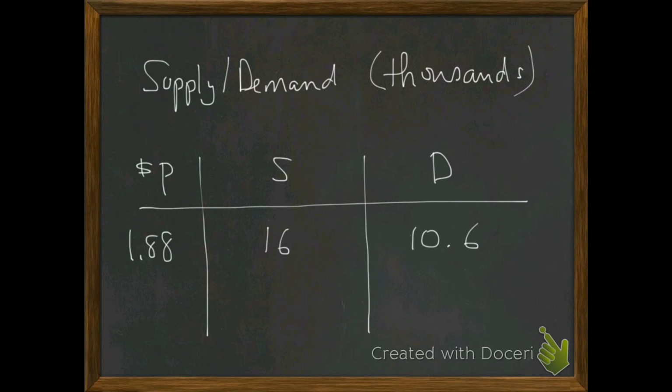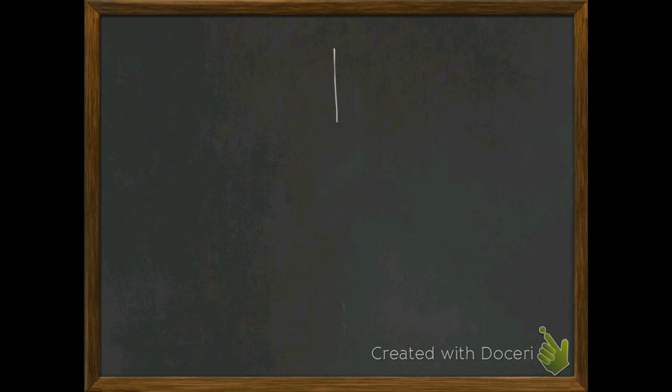When the price drops to $1.46, the supply decreases to 10,000, and the demand increases to 12,700. So that'd be 12.7 thousand. Now, let's look at some ordered pairs, and let's just divide this into supply side, demand side.